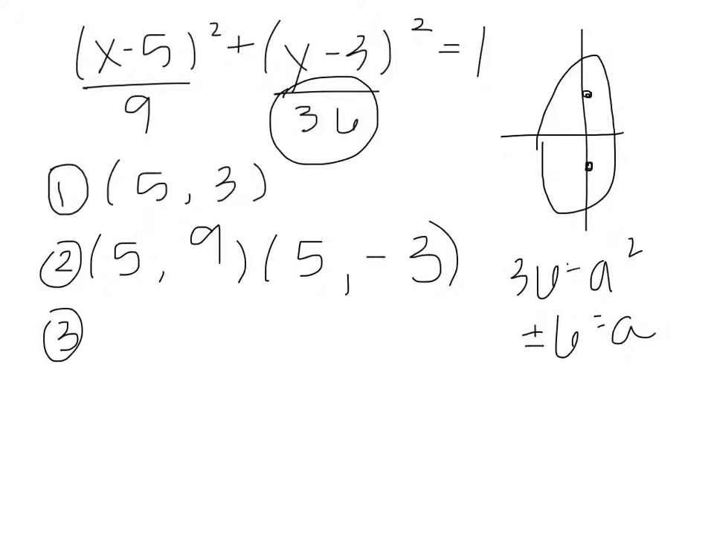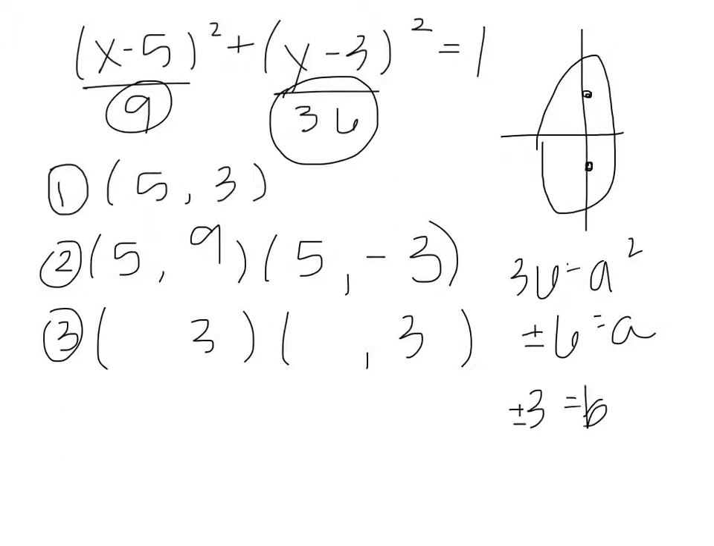Now our minor vertices, we are going to be messing with our x value. We're going to have our y values the same, and we're going to change our x values. So 9 is equal to our b squared, so that means plus or minus 3 is equal to b. Okay, plus or minus 3, that's easy. So 5 plus 3 is 8. 5 minus 3 is 2. So those are our minor vertices.